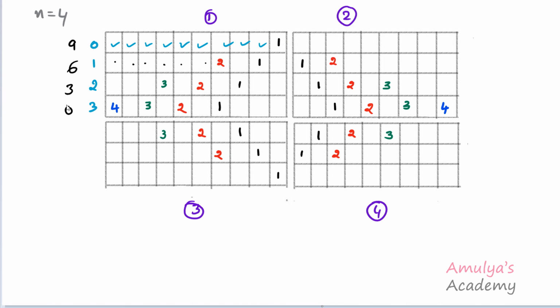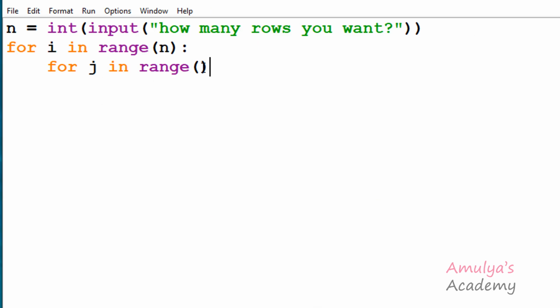To print this space, I'll take a formula. Here I want n minus i minus 1 iterations in each row, and inside that I'll print the space. So I'll take the print function and here I'll take a single space. Next I'll take end and here I'll take a double space. Here end is to keep the control in the same line.